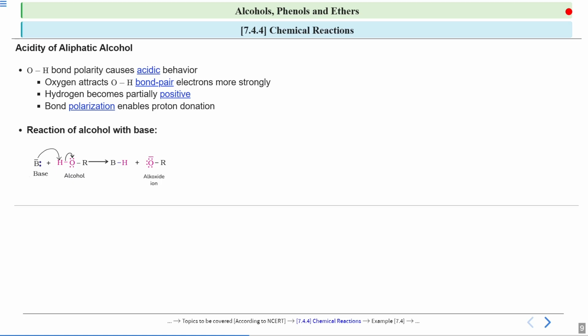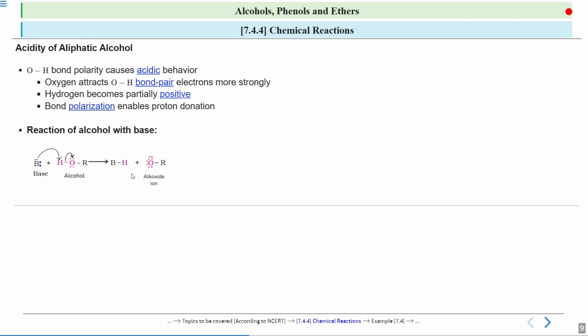Now, if I talk about the reaction of alcohols with base, this is your alcohol and this is your base. You all know that if alcohol is acidic in nature, this alcohol will donate its proton. So this is the alcohol, and if it is acidic in nature, it donates its H plus ion. So this is the alkoxide ion which is formed, and the base over here, what is a Bronsted base? A base that accepts H plus. It will accept a proton.